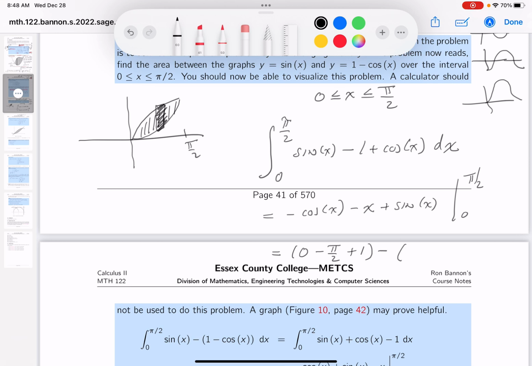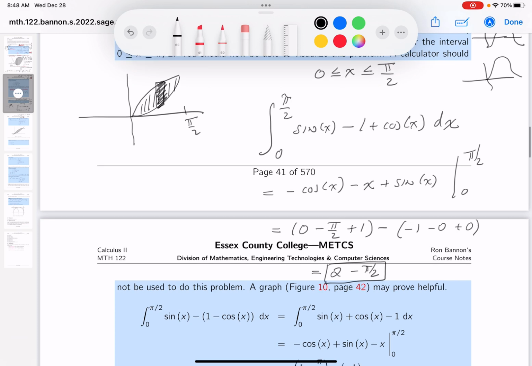Let's do the lower limit. Well, the cosine of 0 is going to be 1, right? I'll put this over here, minus 1, minus 0, plus 0. All right, let's do our evaluation. What are you going to get? We can get 1 plus 1, which is 2, minus pi over 2.